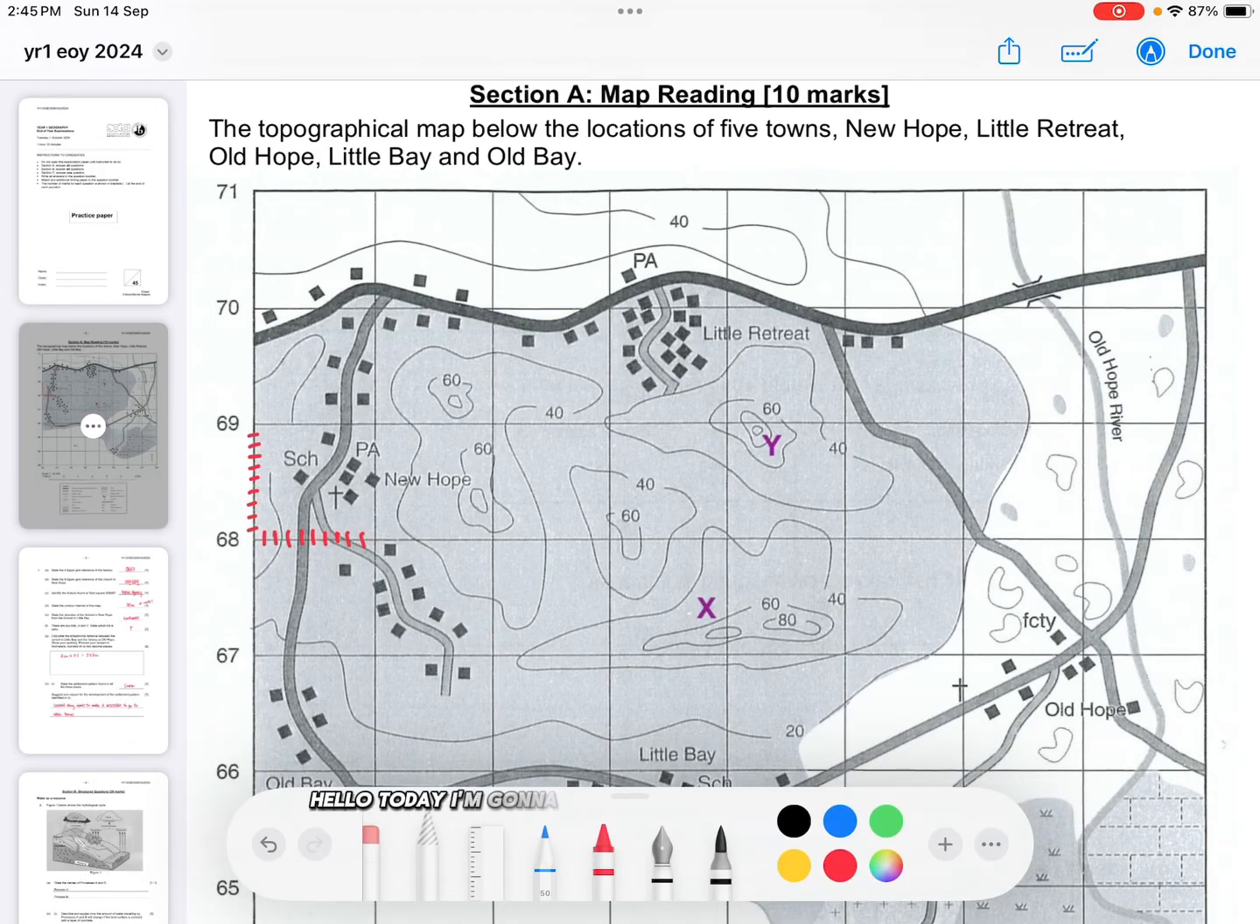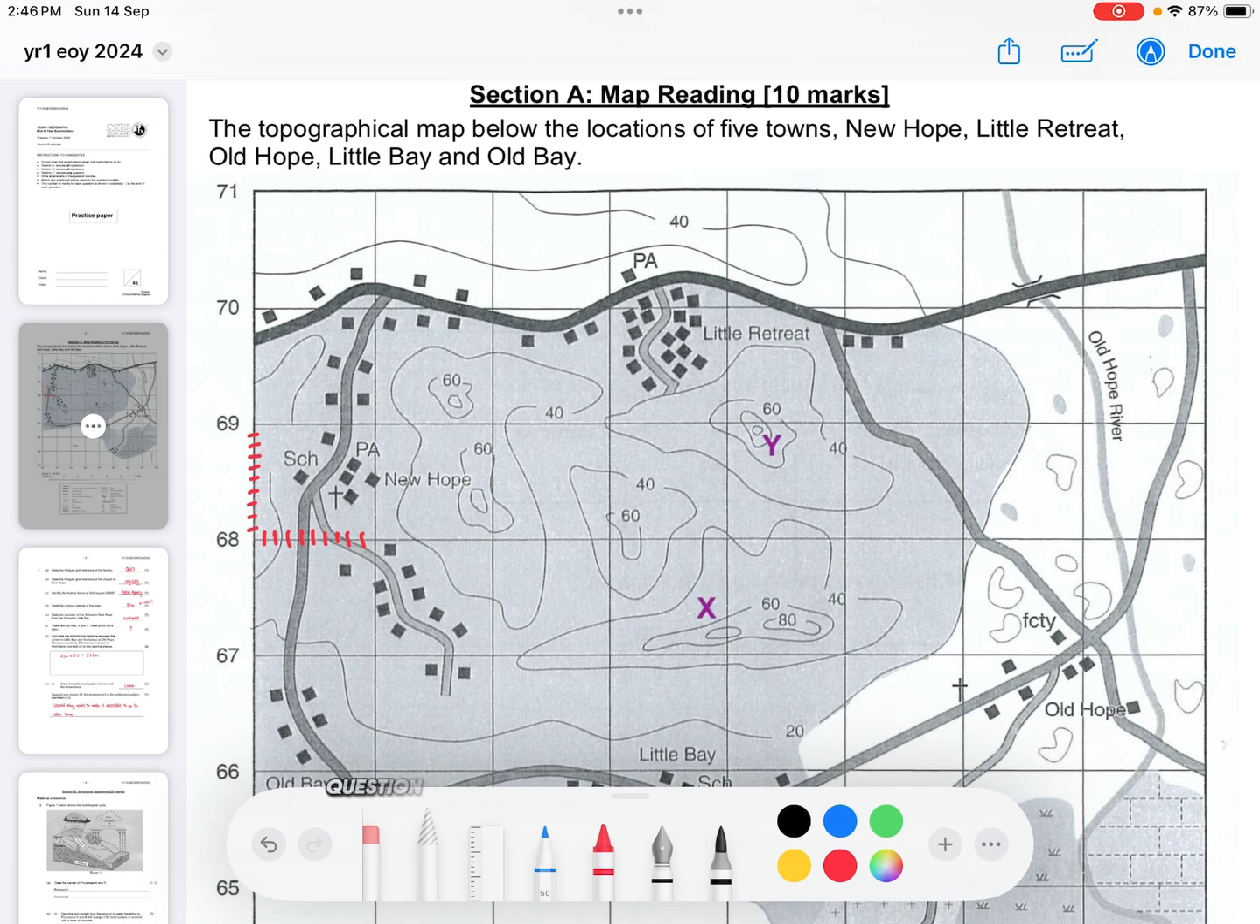Hello, today I'm going to go through with you the 2024 Year 1 End of Year Exam Practice Paper for the map reading part. Please listen carefully and feel free to pause the video as and when you need to stop and take down some notes.